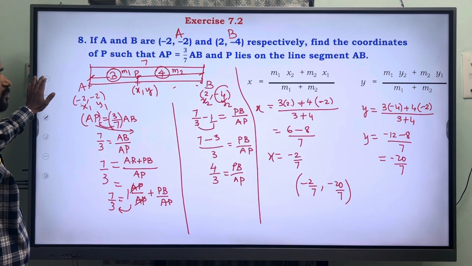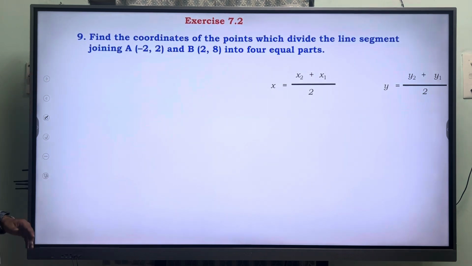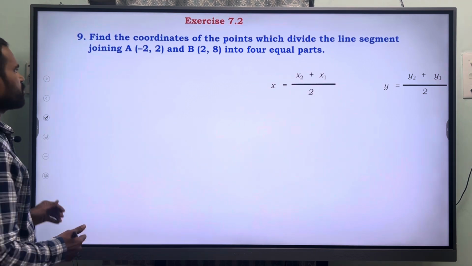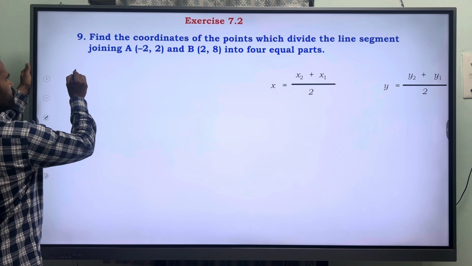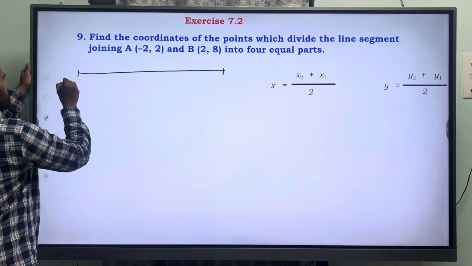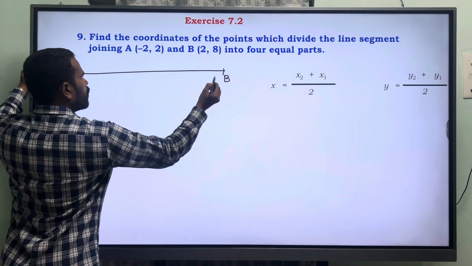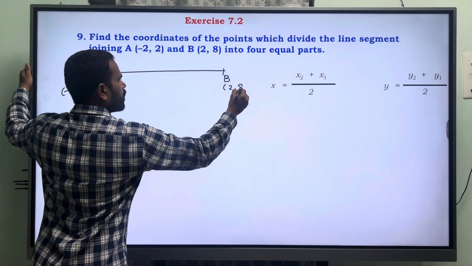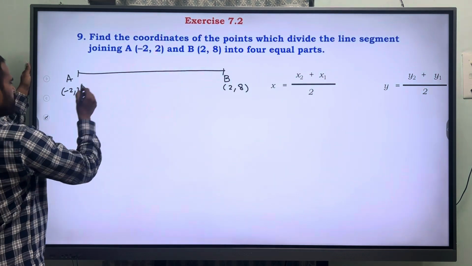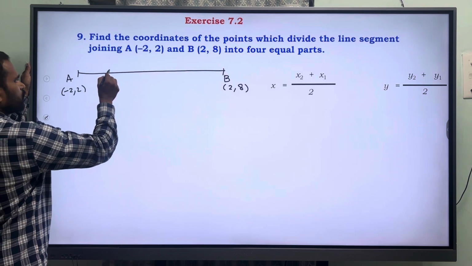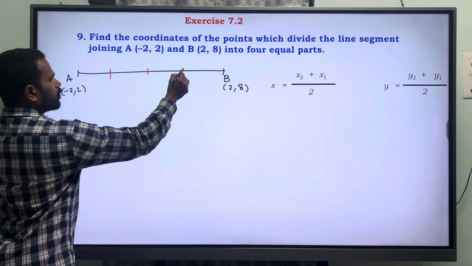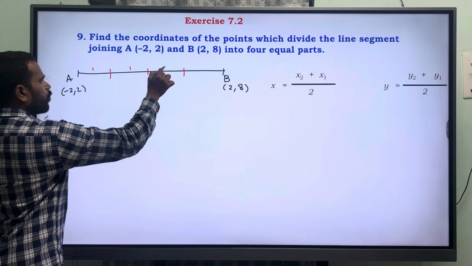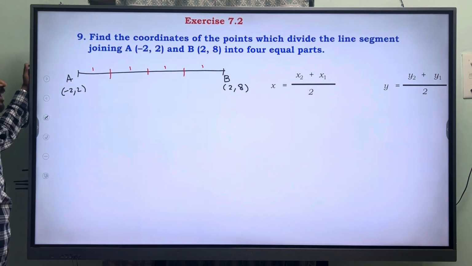Okay, let us go to the next problem. See here, find the coordinates of the point which divide the line segment AB into 4 equal parts. See this one. So we have a line segment A, B, whose points are minus 2 comma 2 and 2 comma 8. It is being divided into 4 equal parts, right? 4 equal parts. 1, 2, 3, 4. Means each part is this one portion, 1, 1, 1. 4 equal parts we have divided.